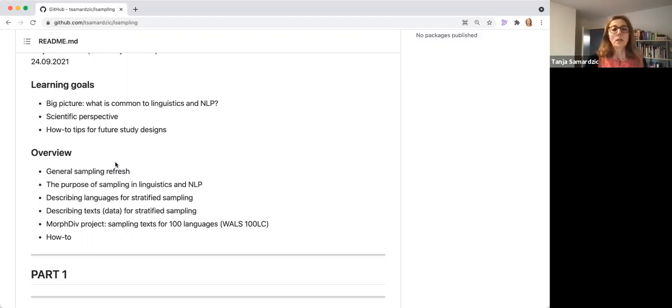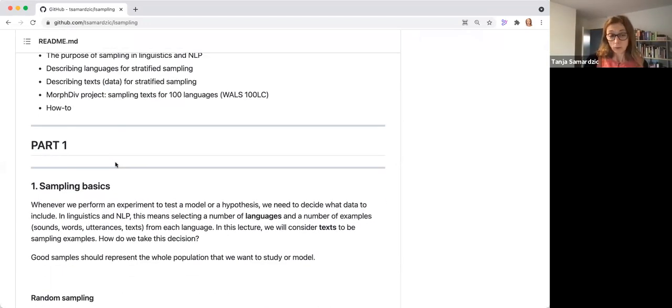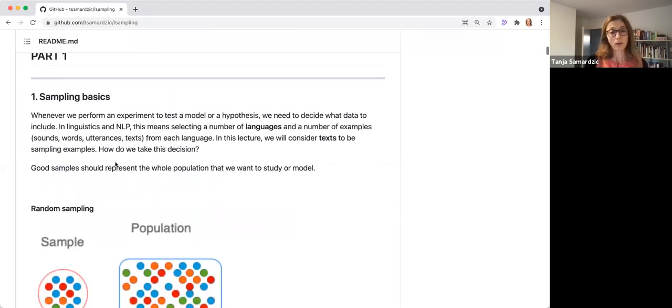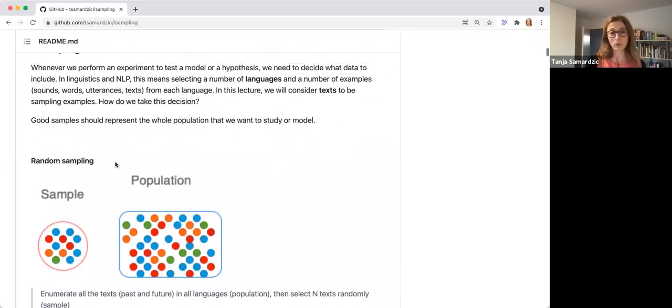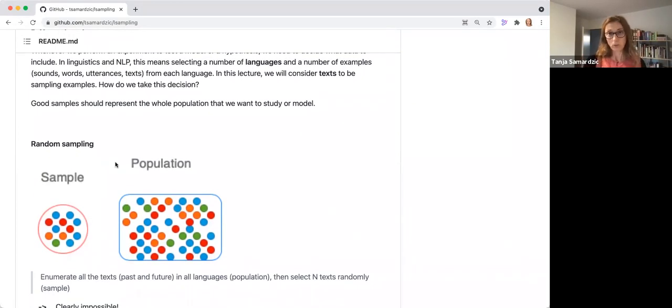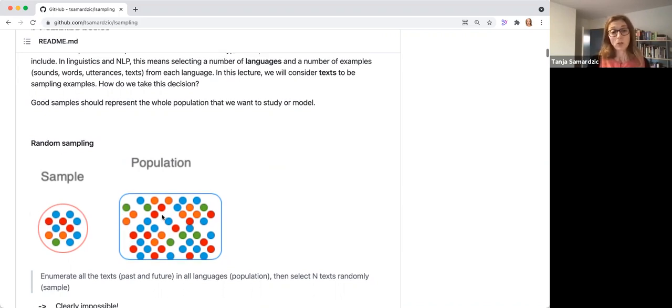Okay, so let's start with part one, the first part, which is a refresher on what sampling is. You have probably all been to some classes where you have heard about samples and populations, and the fact that your sample is a small set of examples or instances that allow us to conclude some regularities or generalizations about the overall population. So here I have just represented this relationship like this.